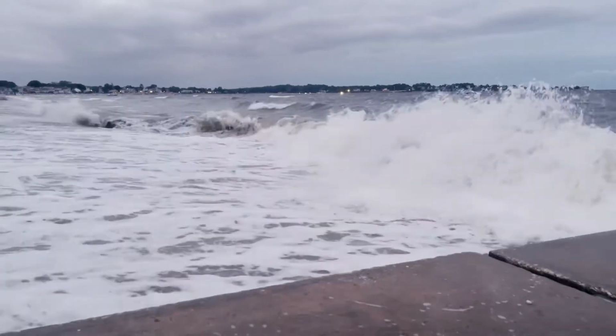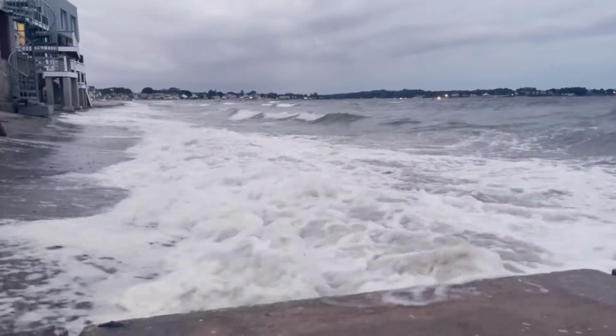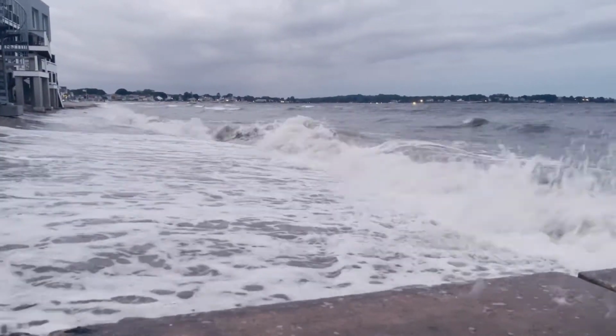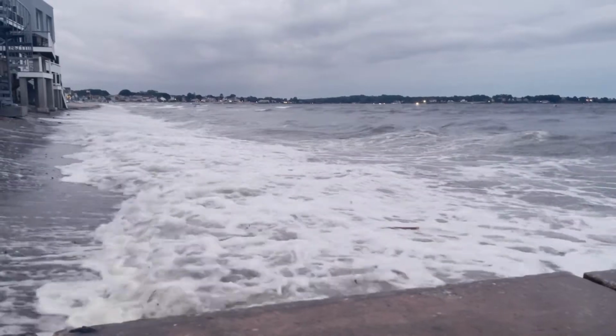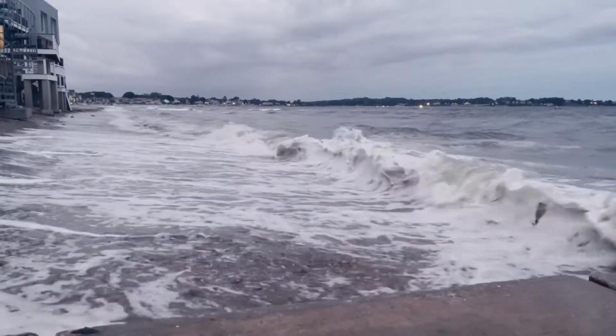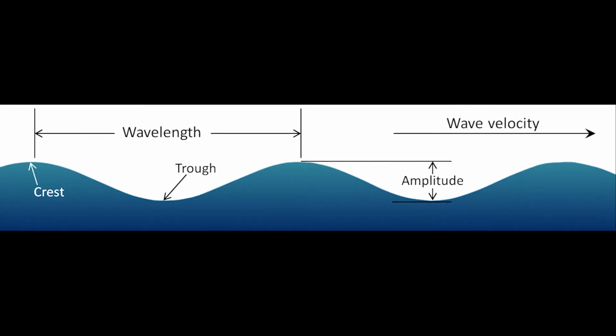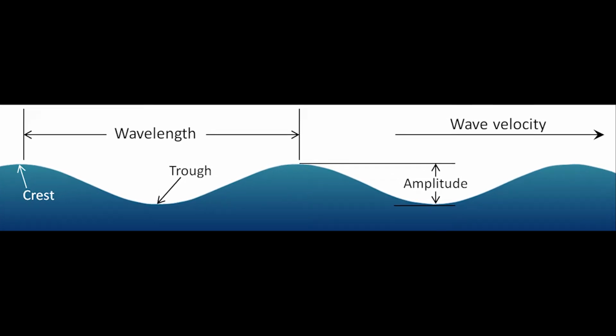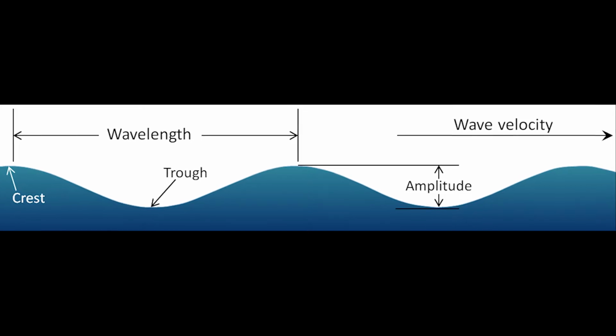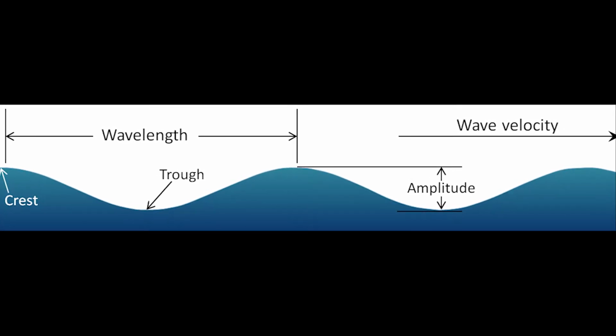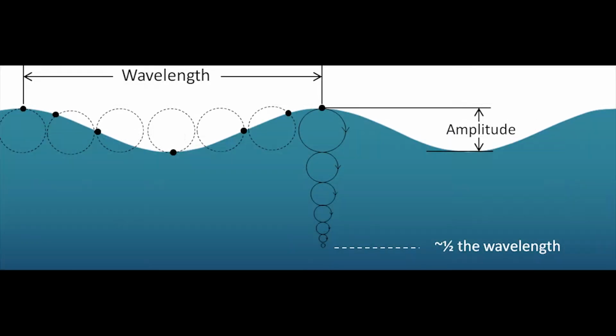So the first thing we need to talk about when it comes to beaches is waves. Waves form when wind blows over water. The size of the waves depends on the wind speed, the area over which it is blowing, and time. The important parameters of a wave are its amplitude, which is the vertical distance between trough and crest, the wavelength, which is the distance between crests and troughs, and speed.